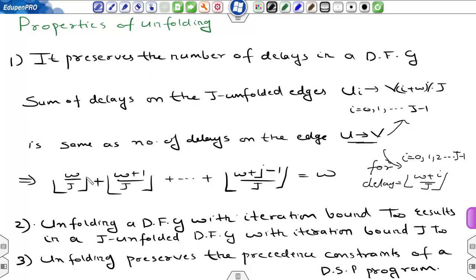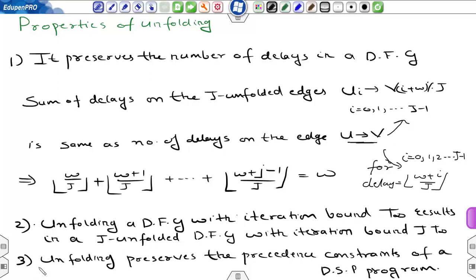Okay, so the summation of these delays for I equal to 0 to j minus 1 gives you W. So this can be proved mathematically. Second, unfolding a DFG with iteration bound results in a j unfolded DFG with iteration bound j times the iteration bound. This can be very easily proved.